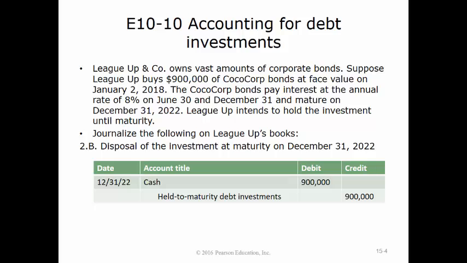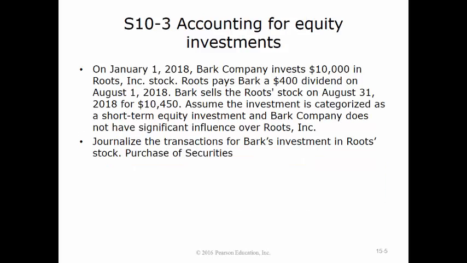On January 1st, 2018, Bark Company invests $10,000 in Roots Inc. stock. Roots pays Bark a $400 dividend on August 1st, 2018. Bark sells the Roots stock on August 31st, 2018 for $10,450. The problem states that we are to assume that the investment is categorized as a short-term equity investment and Bark Company does not have significant influence over Roots.